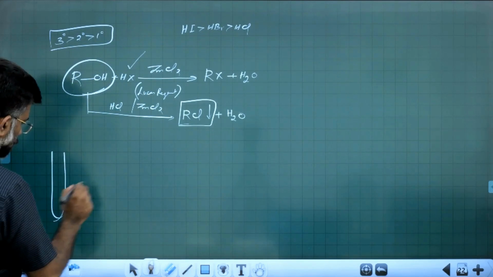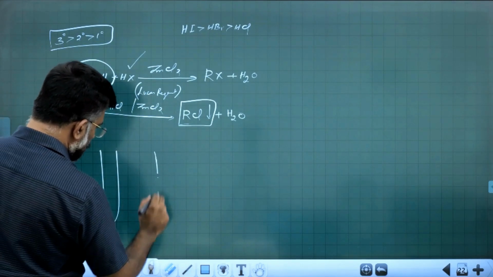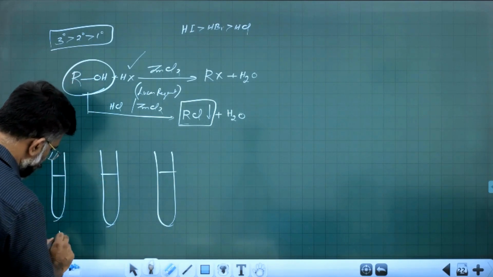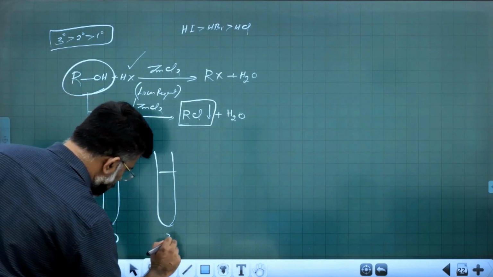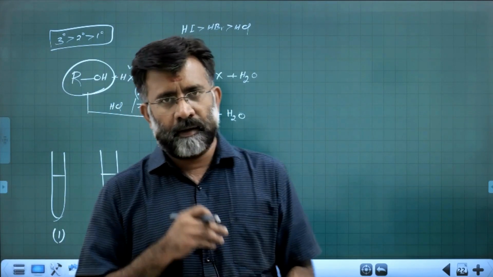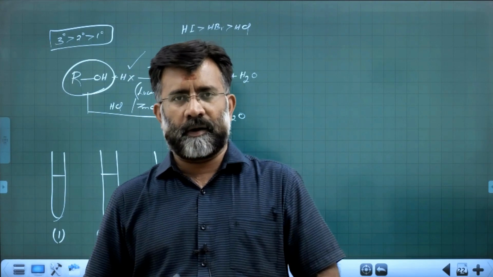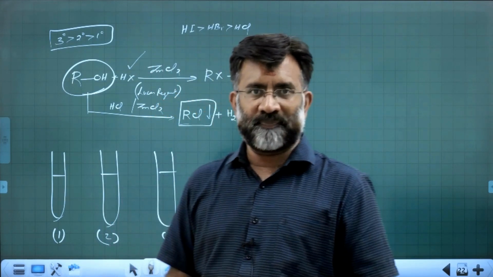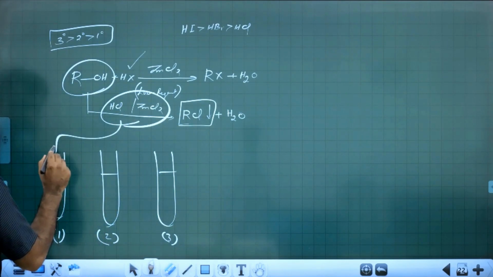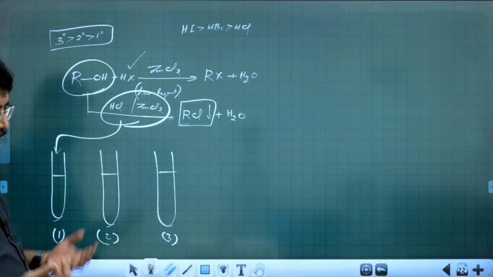Imagine you have 3 test tubes given with 3 alcohols: test tube 1, test tube 2, test tube 3. They contain a primary alcohol, a secondary alcohol, a tertiary alcohol. We don't know in which test tube. We can make use of Lucas reagent. Lucas reagent added here, nothing happens.